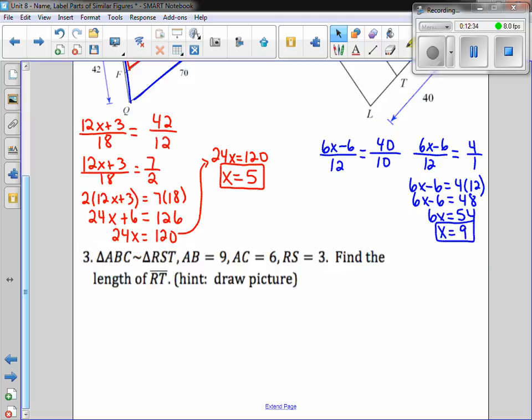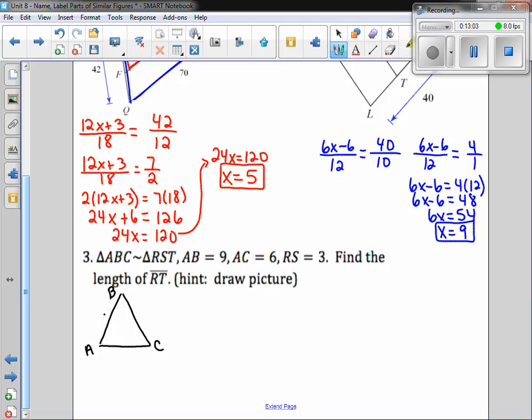We are now going to solve another example. Triangle ABC is similar to triangle RST. We know that AB is 9, AC is 6, RS is 3, and we want to find the length of RT. I've given you a hint here to draw the picture. So I'm going to draw a picture for each of my triangles. It doesn't matter what your triangles look like as long as you have them labeled appropriately.